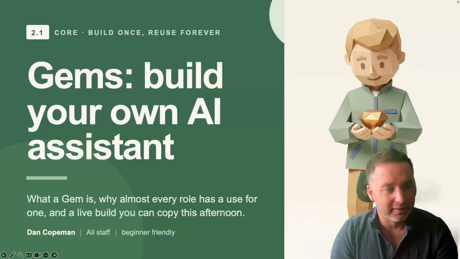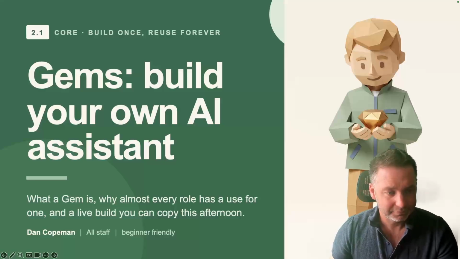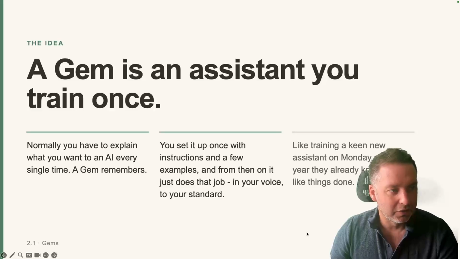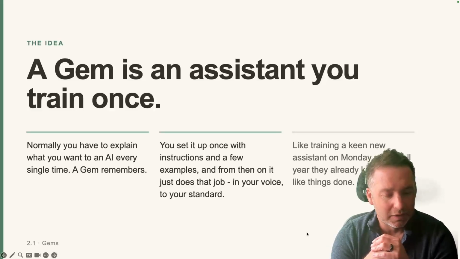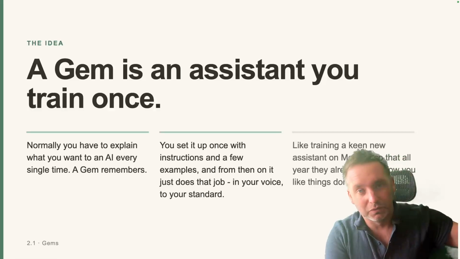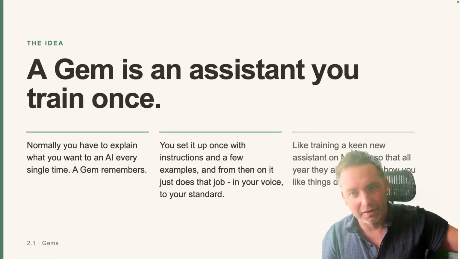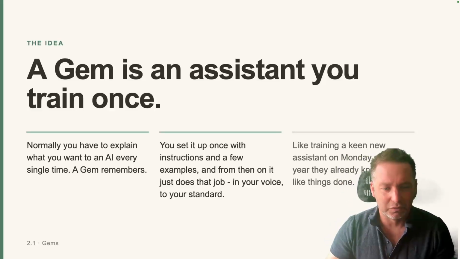Okay, so this is how to make an AI assistant, and gems is the term to do it in Google. You can make agents in Copilot that are the same thing, but I'm going to talk you through and demo making one of these. So a gem is an assistant that you train once. Normally when you sit down, you can try and find an old chat from ages ago where you spent time uploading the examples, telling it what to do, all of that sort of stuff.